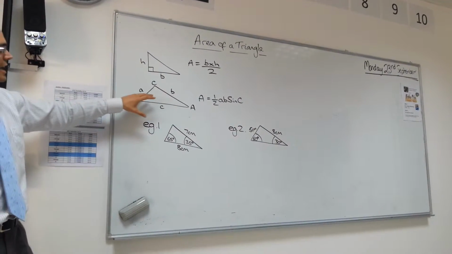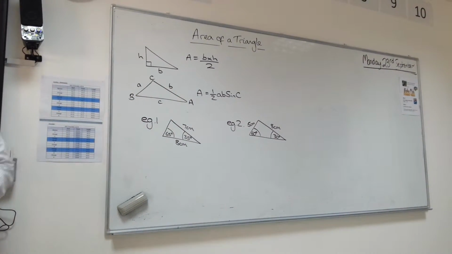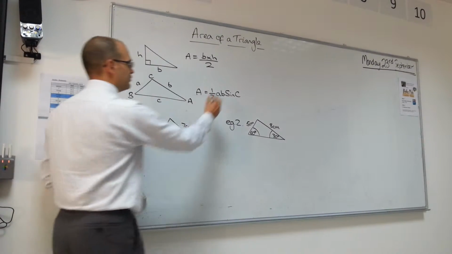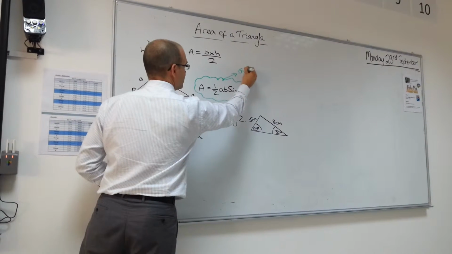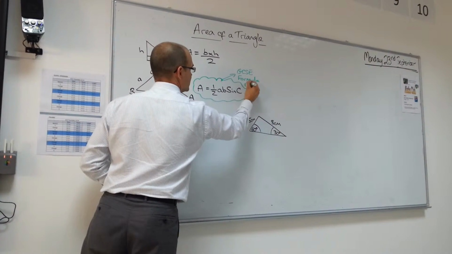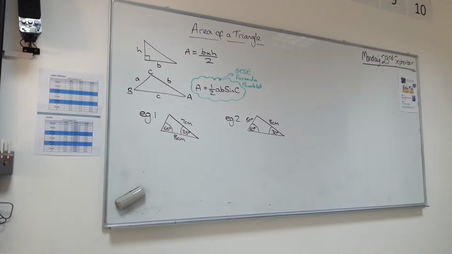What we're going to look at today is, in any triangle like this where there's no right angle, how we can use sine in order to work out the area. This formula here is given to you in your GCSE formula booklet. So you do not need to memorise it, you just need to know that it is available on the inside cover and you need to know how to use it.